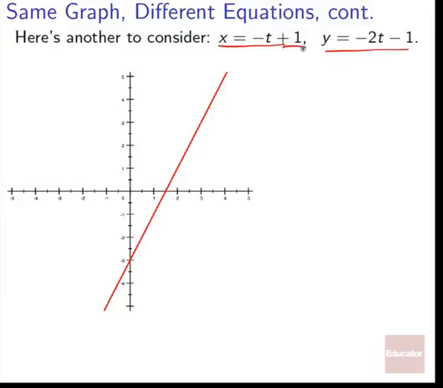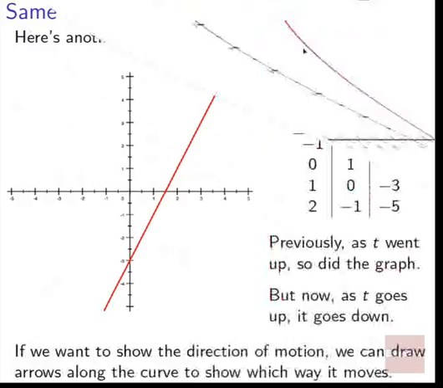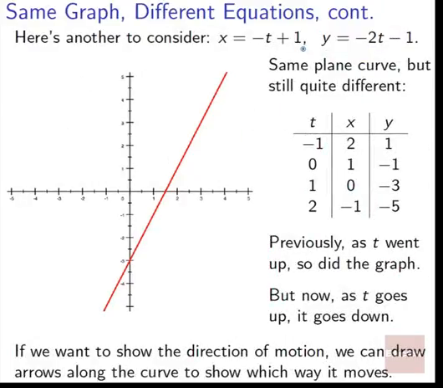We get, once again, the exact same graph. So what's going on here? How is this possible? Well, we actually have the same plane curve, but once again, the motion, how t changes to show which point we're at, is completely different. So at 0, we're at 1, comma, negative 1, just like before.